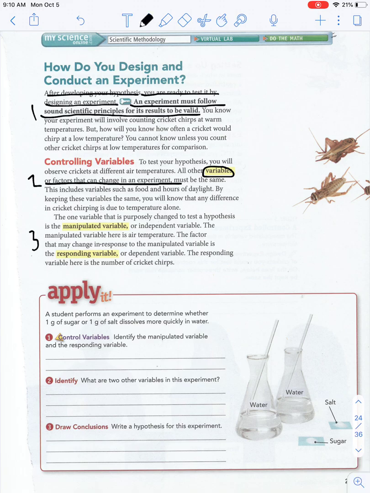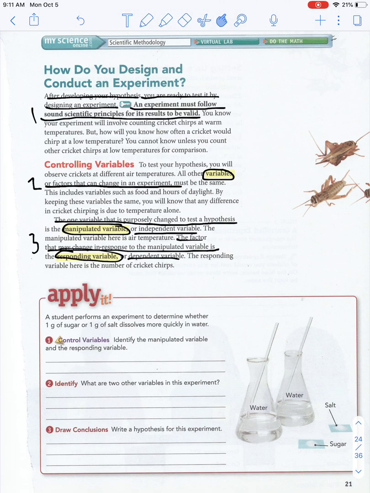So some big key words in this paragraph. Want to remember manipulated variable. And I want to remember that this is the variable that is purposefully changed to test a hypothesis. And I also want to remember that it sometimes might be referred to as the independent variable. I now want to remember that the factor that may change in response to the manipulated variable is this responding variable or dependent variable. These are very important because we're going to be talking about these a lot as we start conducting experiments in class.